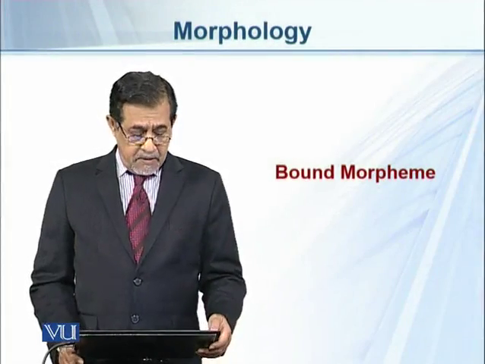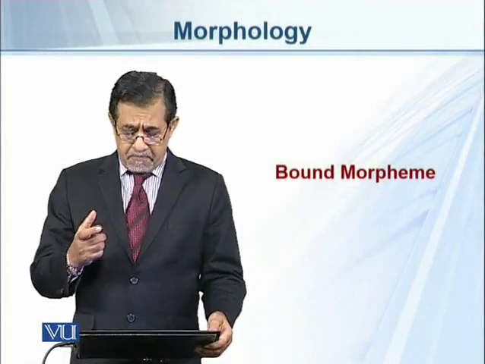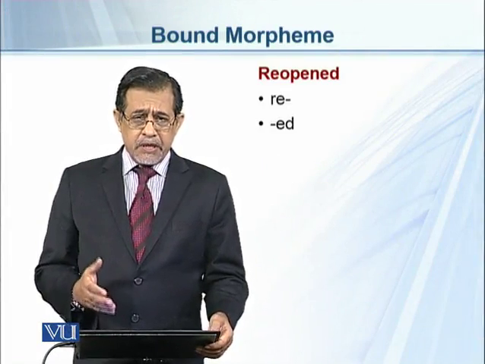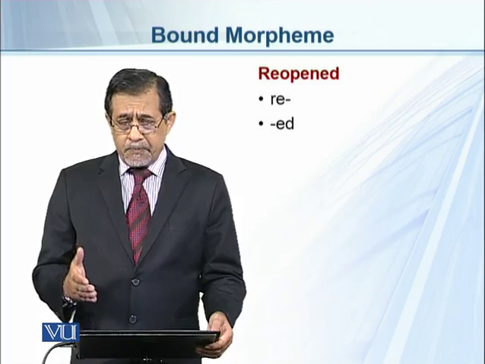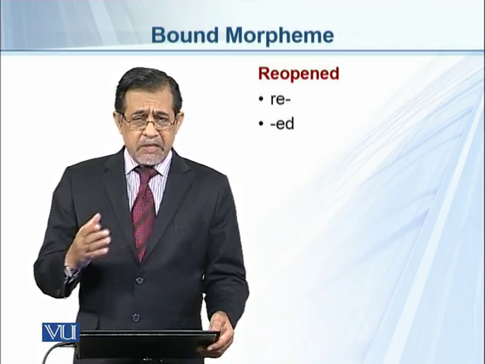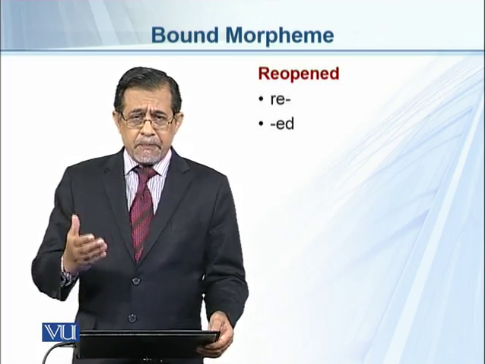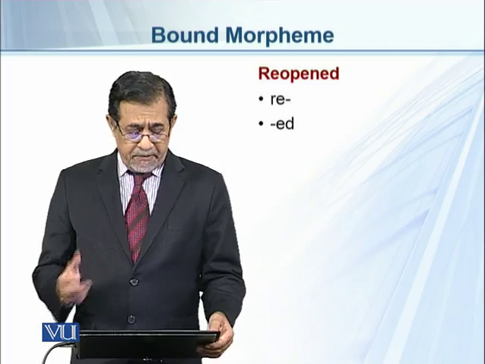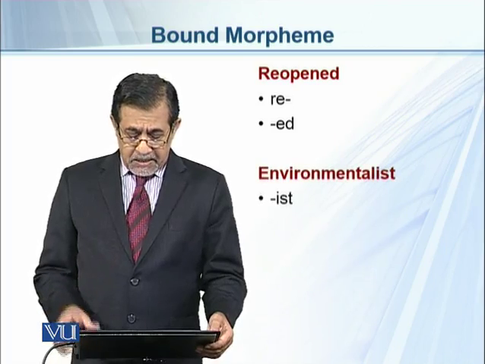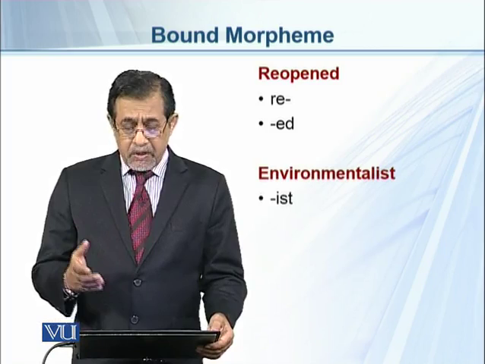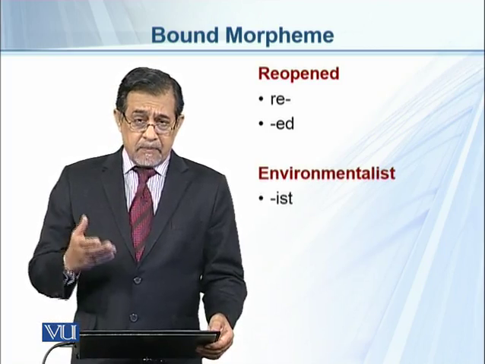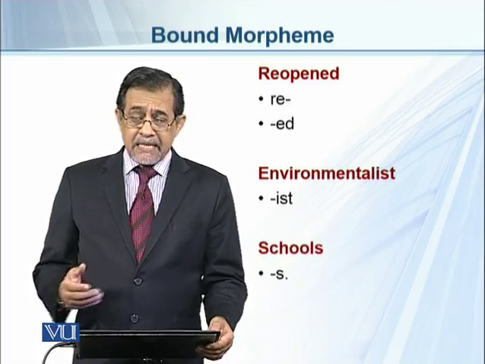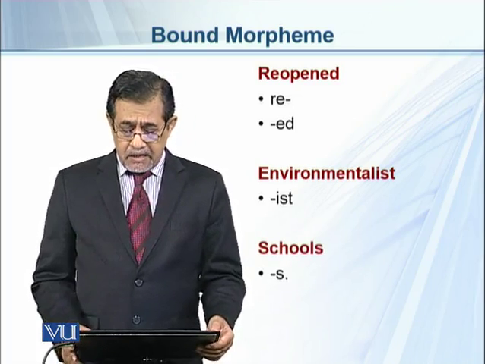Bound morpheme. Morpheme, the smallest unit of meaning. So let's look at this word reopened. In this word, we know that re and open are morphemes, but re cannot stand alone, whereas open can stand alone and can carry the main meaning of the word. Similarly, environmentalist: we know that ist is a bound morpheme. It cannot stand alone. Similarly, s in schools cannot stand alone.